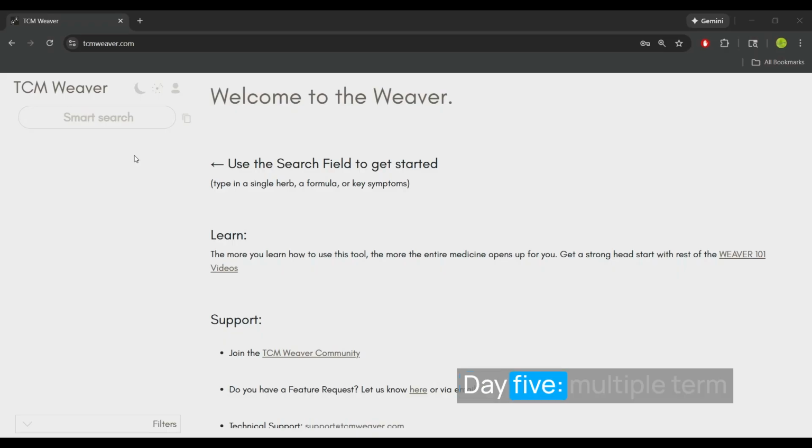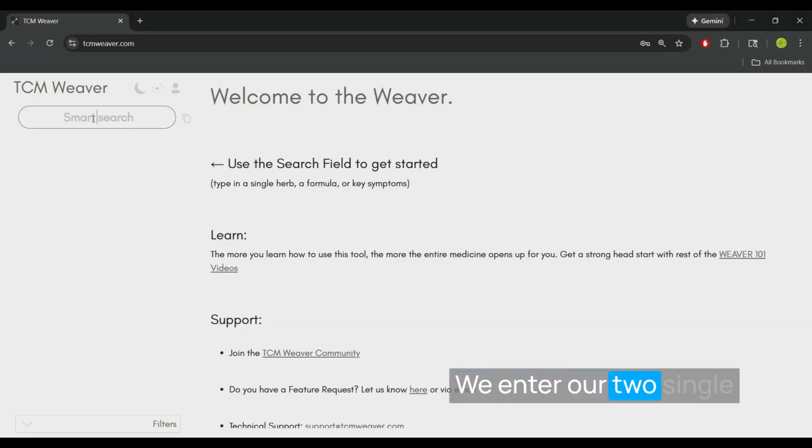Day 5, multiple term searches, using multiple single herbs to find and differentiate between formulas. Let's say that for some reason you want to find every formula that contains a certain pair of herbs. This is how you do it.